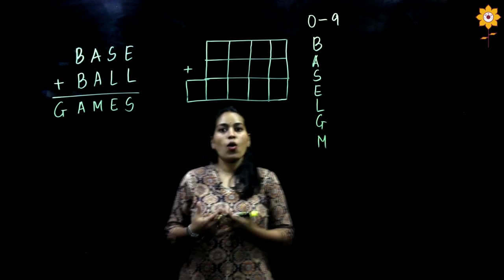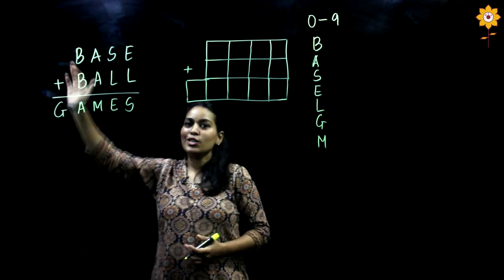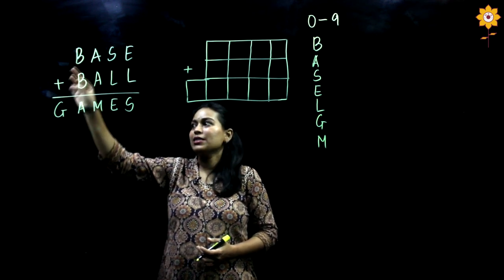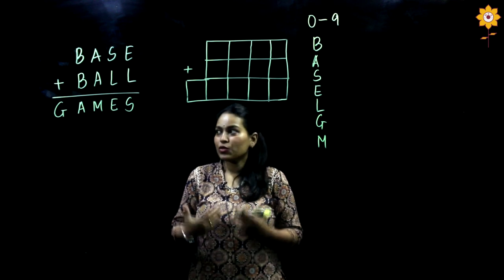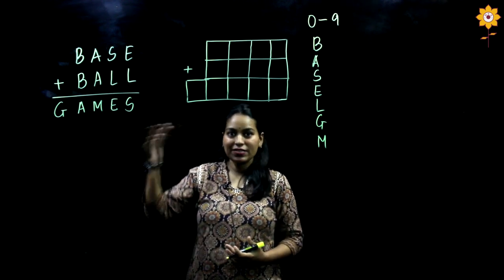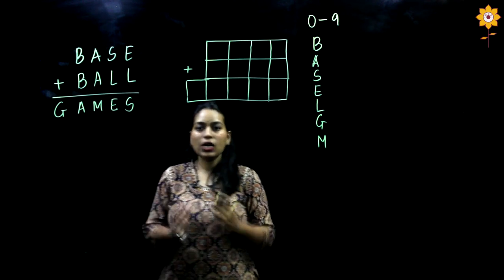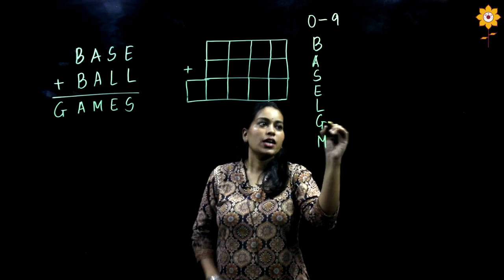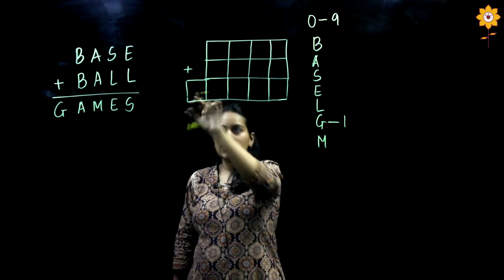Now, let's start solving. Obviously, G does not have any alphabets above it. There are no alphabets here to add which will result in the value of G. So in this particular column, B plus B is equal to A, the answer is certainly a 2-digit number, because of which A gets the value from the units place and the tens place is a carry that is given to the next column, and that value gets assigned to G. So definitely G is equal to 1, which is generated through the carry. Let's write it over here: G is equal to 1. We can update it in this box as well.